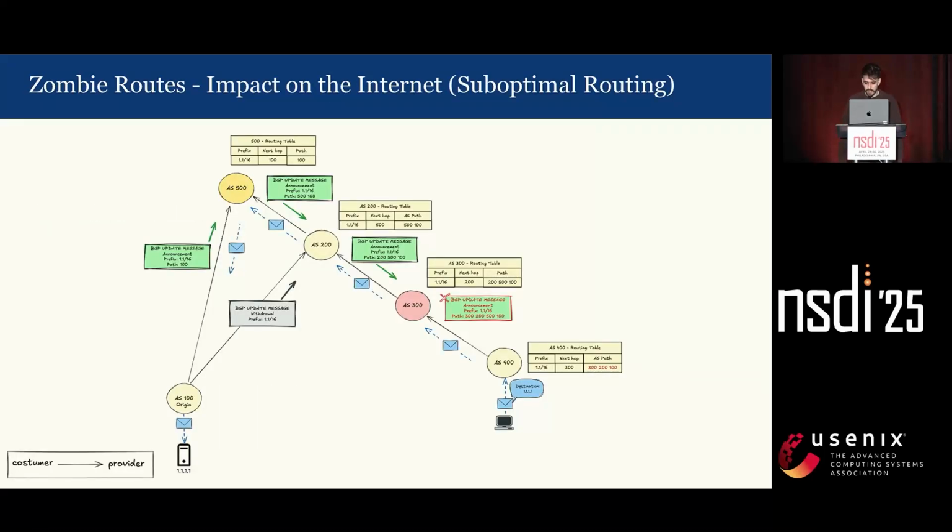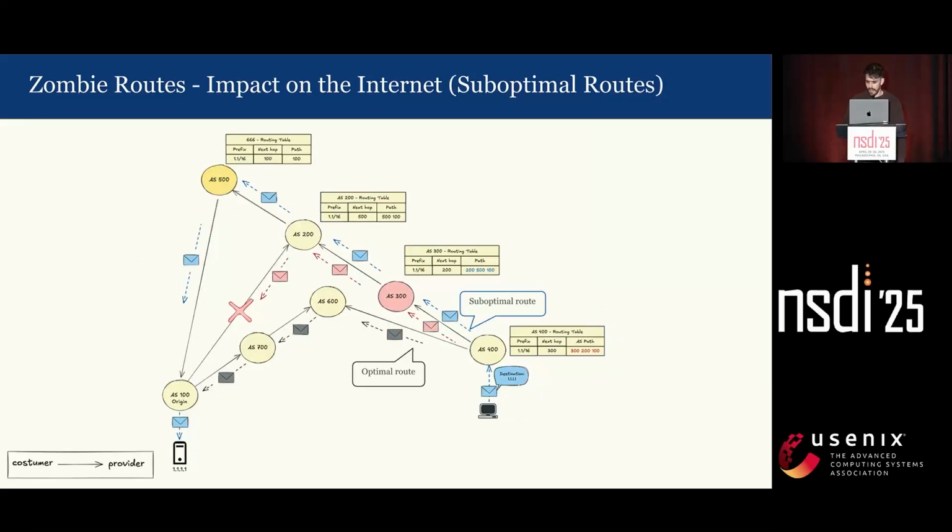Coming back to the same example of the implicit withdrawal suppression, again AS400 is sending traffic to a route that doesn't correspond to what it has in its routing table. If AS400 had known about this route change, it would probably prefer to change route and send traffic to AS600. As we can see, the path through AS600 is shorter than the one through AS500. So this is the suboptimal route example.